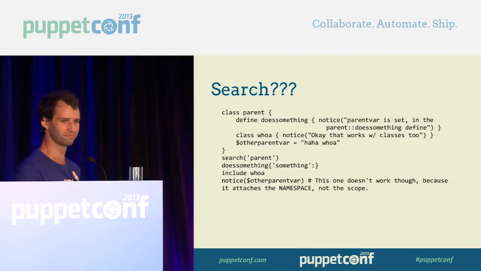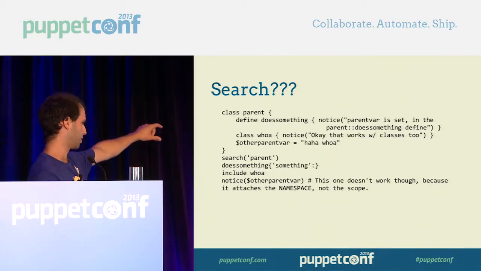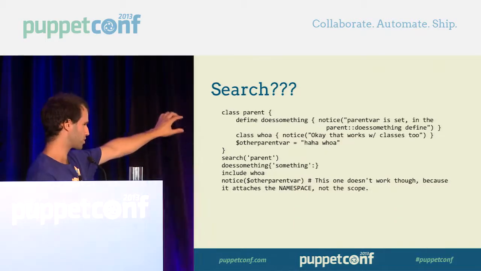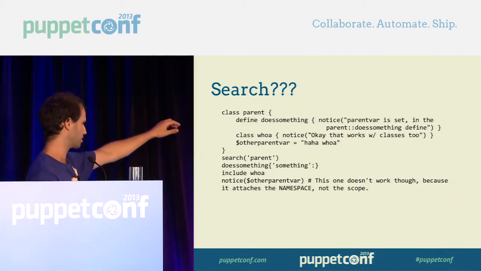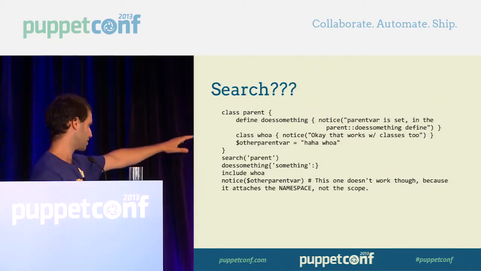Okay, what is search? Who here knows what search is? There's a function called search in Puppet core. So here we have a class called parent, and we're going to say search parent, and then outside that class we're going to try to declare a defined type that is defined inside that class, which for reasons, because Puppet existed before modules existed, the name of that class is actually parent::does_something. But we're just going to try and say does_something.